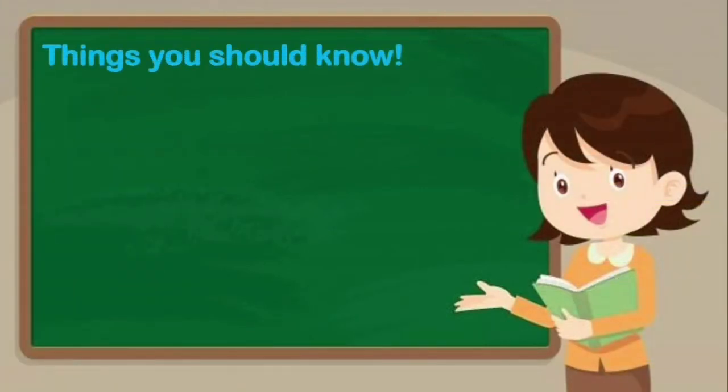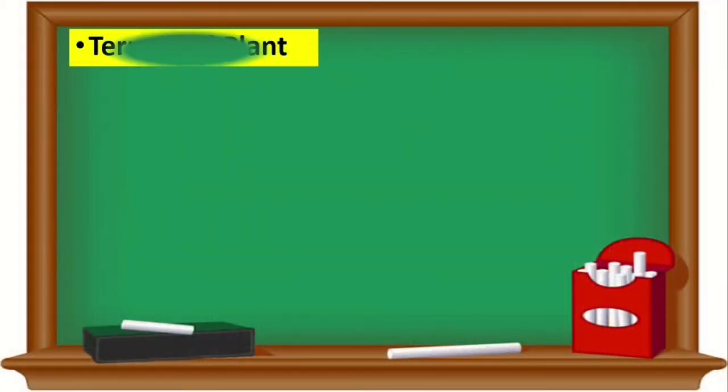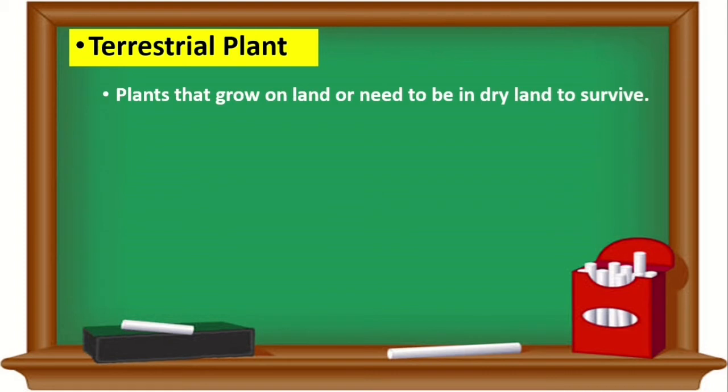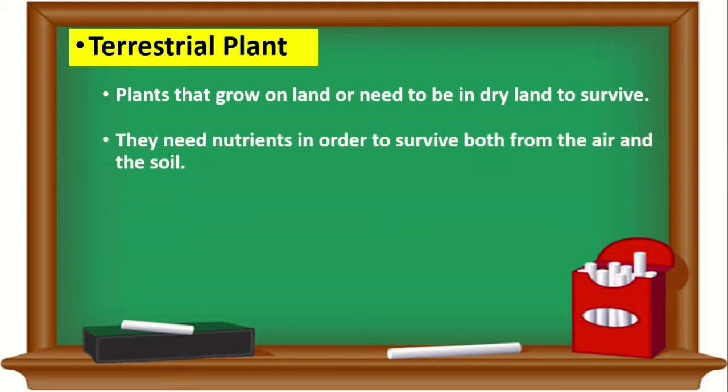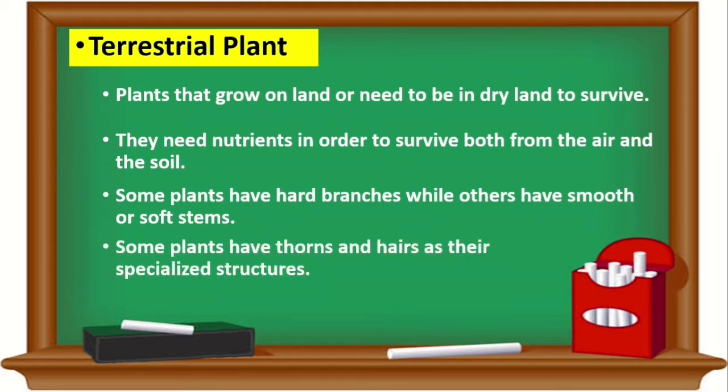Now, there are things you should know about specialized structures of terrestrial and aquatic plants. First is terrestrial plant. These are the plants that grow on land or need to be in dry to survive. They need nutrients in order to survive both from the air and the soil. Some plants have hard branches while others have smooth or soft stems. Some plants have thorns and hairs as their specialized structures.